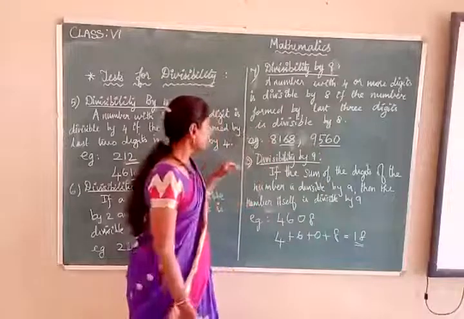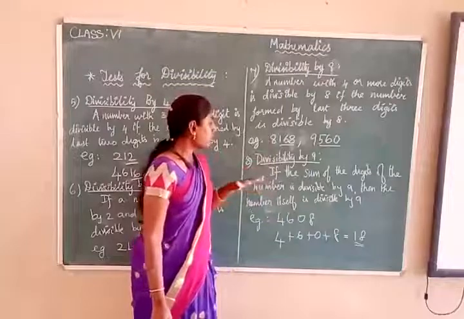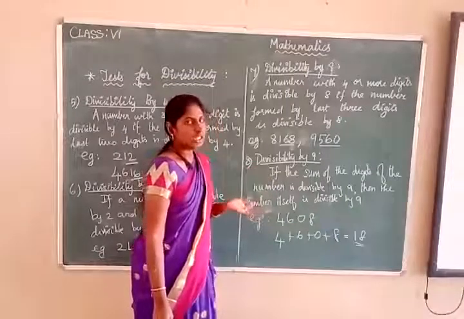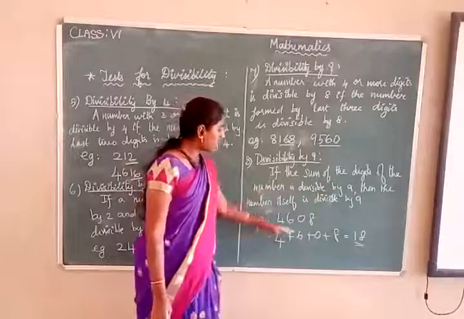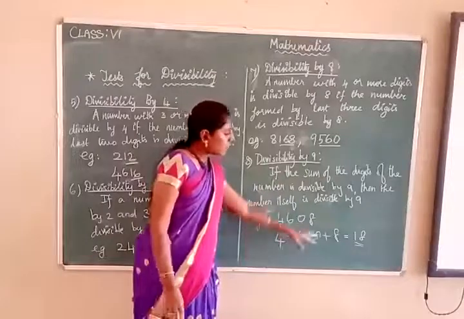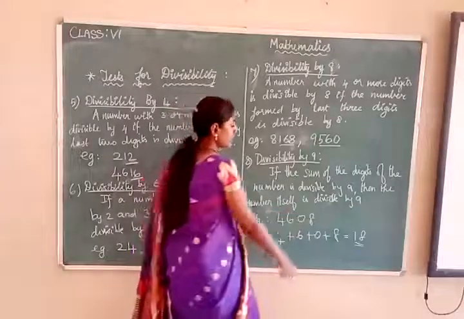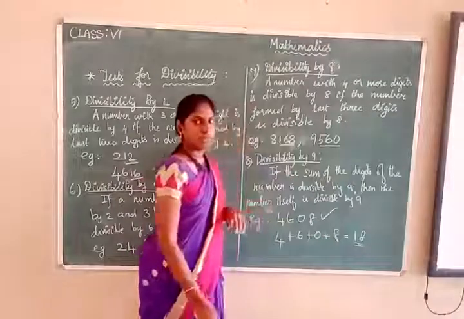Next, divisibility by 9. For this one, if the sum of the digits is divisible by 9, then the number itself is divisible by 9. So 4608 is given. When I add the digits, I get the sum as 18. Since 18 is divisible by 9, this number is also divisible by 9. So is it clear for all of you?